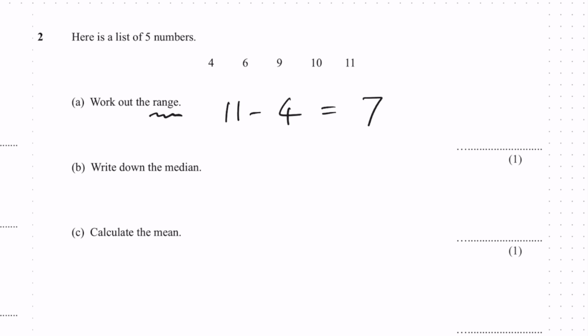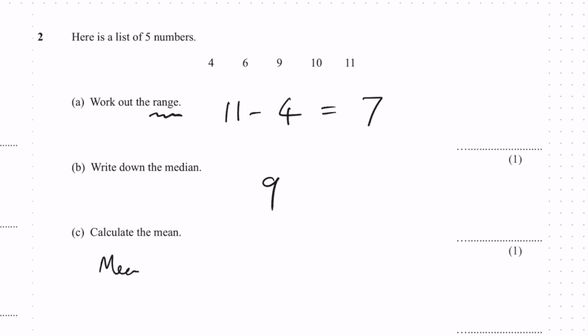Now B is asking us to find the median. The median is the middle value in your set of data. I think median sounds a bit like middle: mid, median, middle. So here, the middle value is 9. There's 5 pieces of data, and the one in the middle, if I cross off one from either side, is 9. So don't fall into the trap of saying that the median is that third value, 3. It's the third position, but the median is 9.